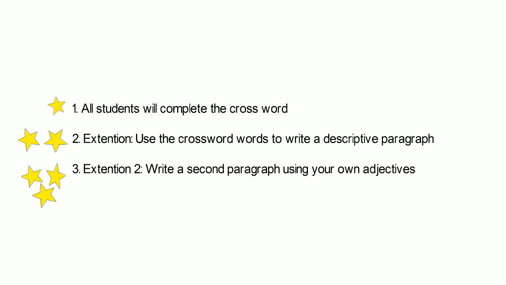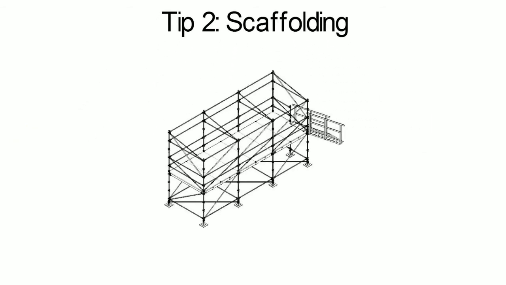Tip 2. Scaffolding. Some students in the class struggle to engage with reading and writing tasks and need support to make the work accessible. For these students, scaffolding will be important. Scaffolding, as you know, is a temporary structure used to aid in the construction of buildings. Well, teachers can use temporary scaffolds to support their students' learning when they need some different support.